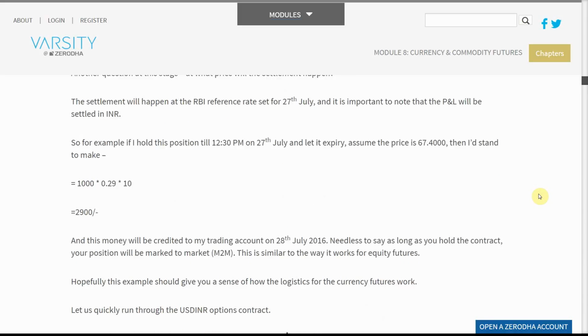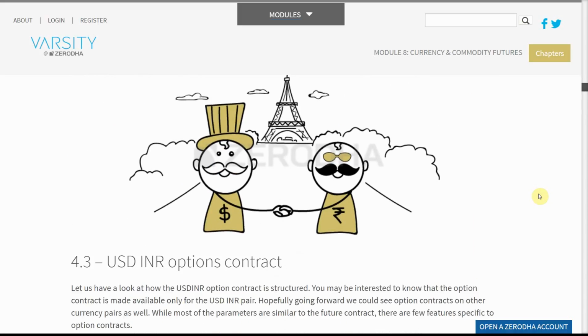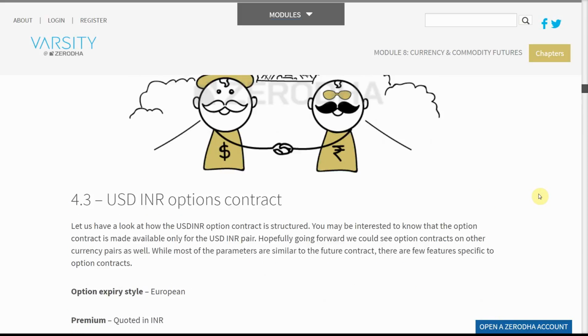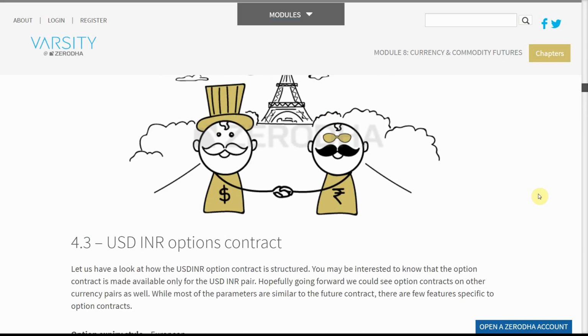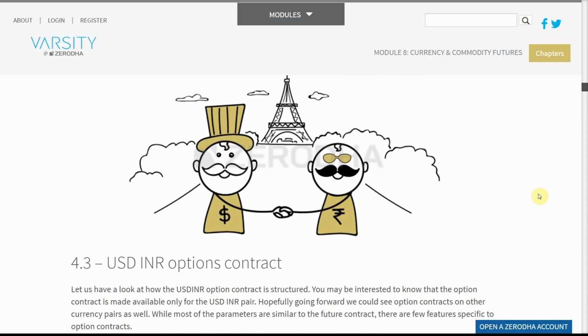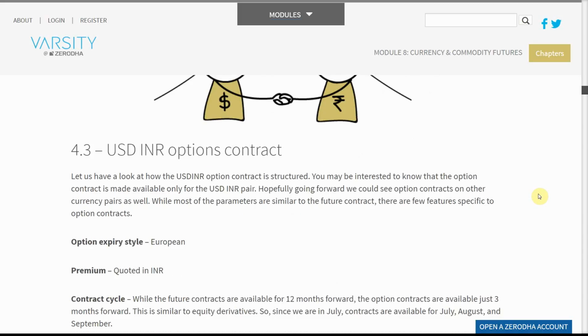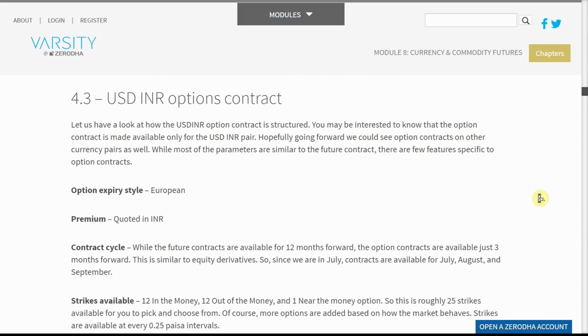Let us quickly run through the USD INR options contract. 4.3 USD INR options contract. Let us have a look at how the USD INR option contract is structured. You may be interested to know that the option contract is made available only for the USD INR pair. Hopefully going forward we could see option contracts on other currency pairs as well.